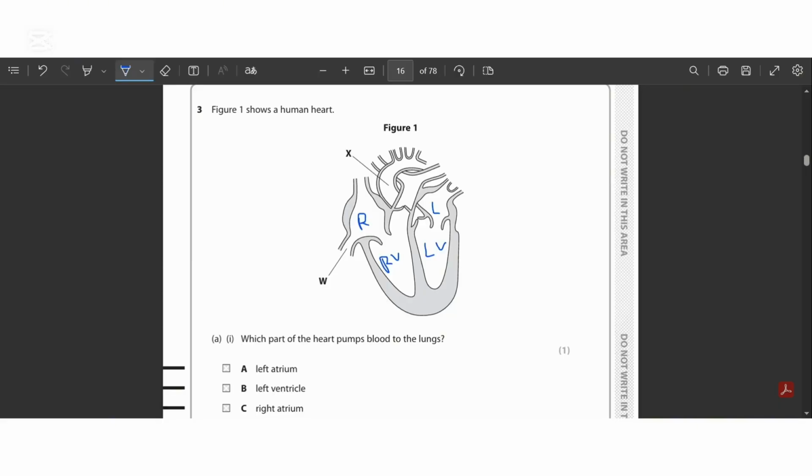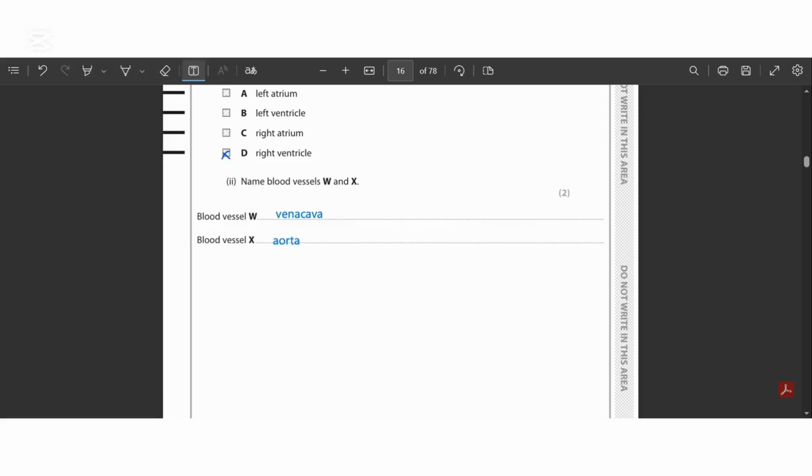We can say that since blood is coming through this part into the right atrium, W can be vena cava. And as we all know, this part X, which is supplying the blood from the left ventricle to the body, is the aorta. So X should be aorta. So let's solve this question. Here I have answered that W is vena cava and X is going to be aorta. All right. So let's move to part 3.